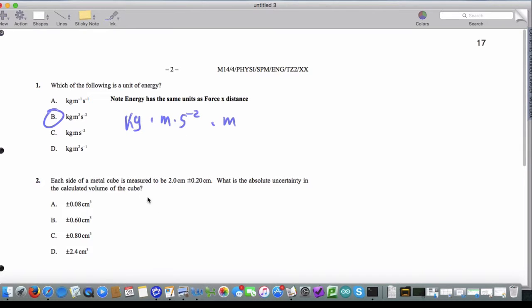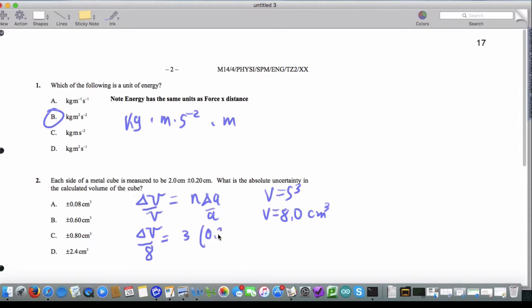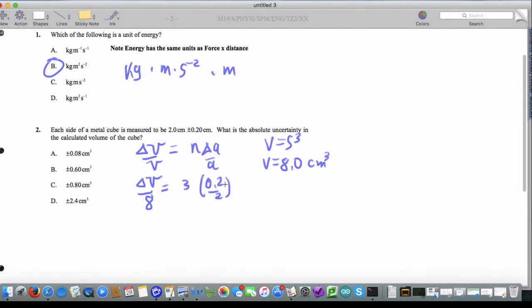And then again, this is absolute uncertainty. So we got delta V over V is going to be n times delta A over A. And volume is S cubed. So let's get our volume first. It's going to be 8.0 centimeters cubed. So we've got delta V over 8 equals 3 times 0.2 over 2.0. So I'm going to have delta V equals 0.30 times, and you know what, I'm going to make this 8.0 times 8.0, and this is going to give me 2.4 centimeters cubed, and this is a plus or minus, so that's how I'm getting choice D.